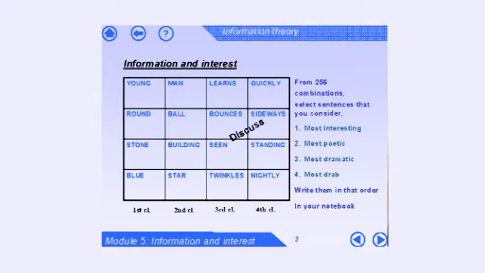Now, there are 256 combinations of things which are possible. You have to find out the most interesting sentence and write it down, the most poetic sentence, the most dramatic sentence, and the most drab sentence. It will take some time. It's more fun and not an exam. Seriously. Shall we discuss?